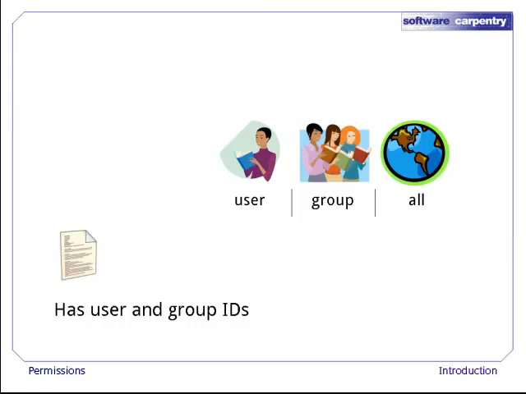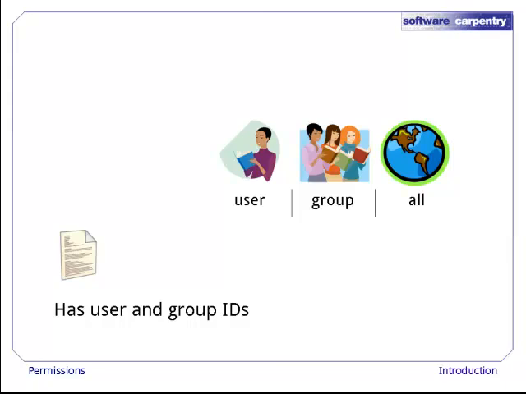Each file stores the user ID of its owner and the group ID of its owning group as well. This means that every user on the system falls into one of three categories: the owner of the file, someone else who's in that file's group, and everyone who doesn't fit into the first two categories.